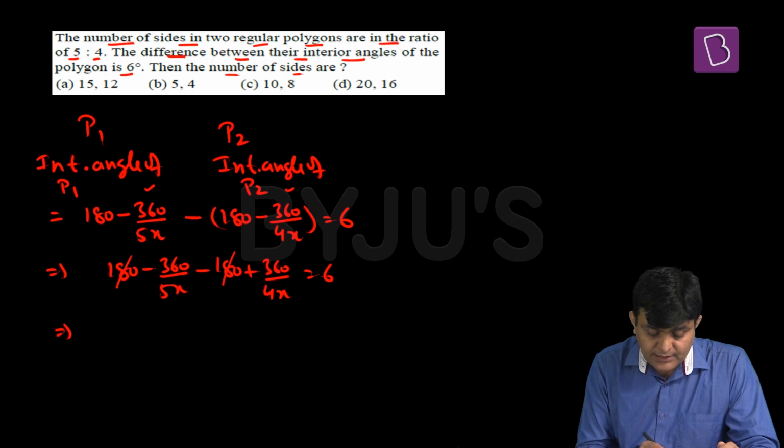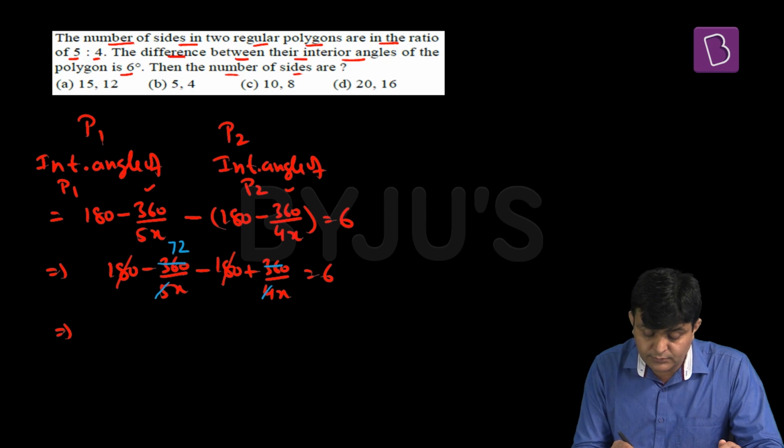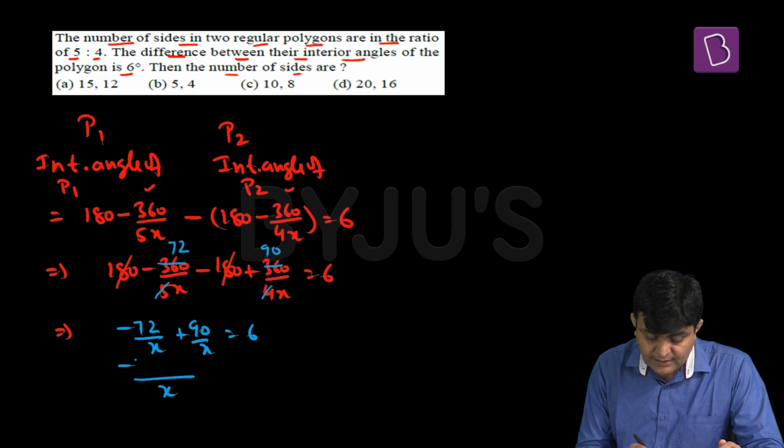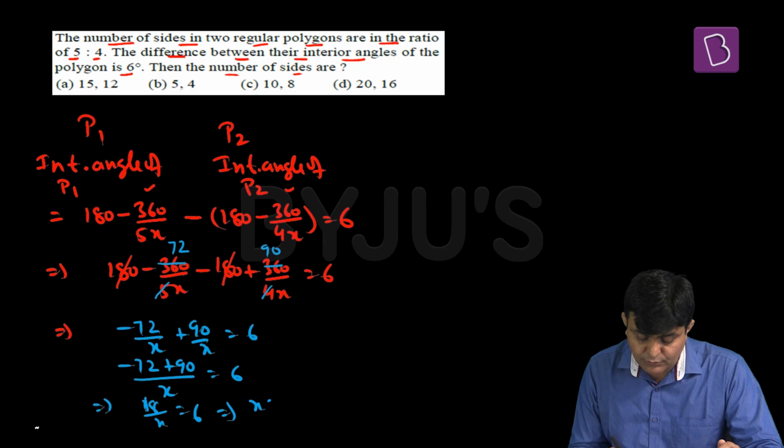180 cancels. This implies, 5 से 360 को कैंसिल करो, 72, 4 से कैंसिल करो, 90. So it is minus 72 by x plus 90 by x is equal to 6. Take LCM x. Minus 72 plus 90 is equal to, again, positive 18, because this is negative 72, this is positive 90. 18 by x is equal to 6. This implies x is equal to 18 by 6, that means 3.